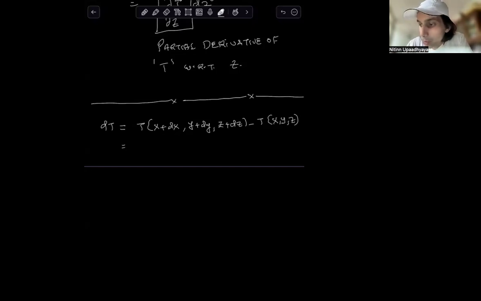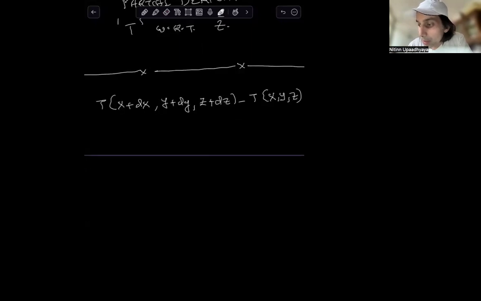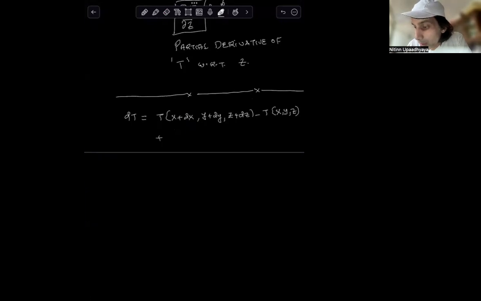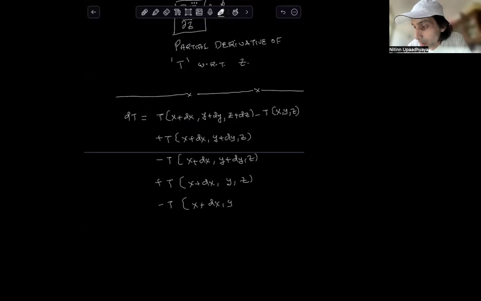So let's add and subtract a few terms here. And we've already added and subtracted one term in our previous video, so let me just do that again. I'll add T at x plus dx, comma y plus dy, comma z, and I'll subtract the same term, which is T at x plus dx, comma y plus dy, comma z, and I'm going to add another term, which is T at x plus dx, comma y, comma z, minus T at x plus dx, comma y, comma z.